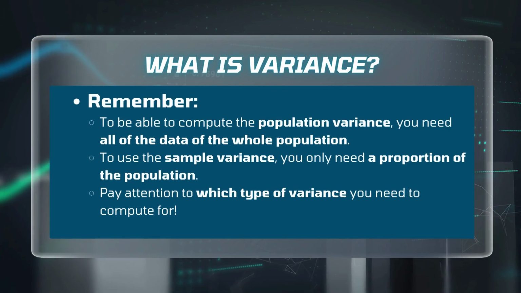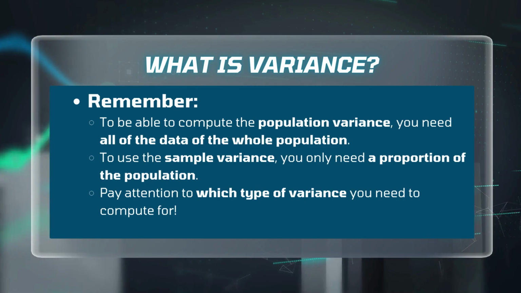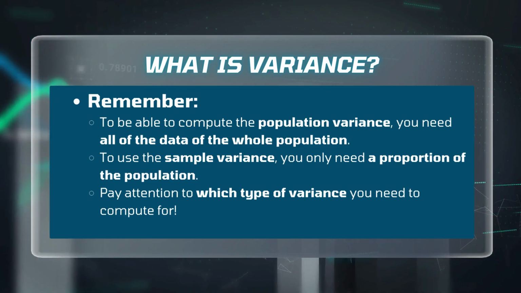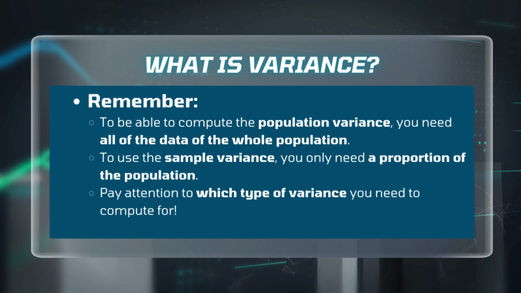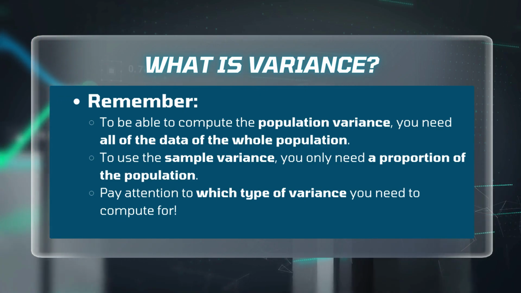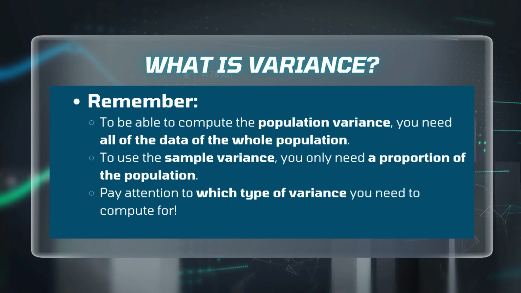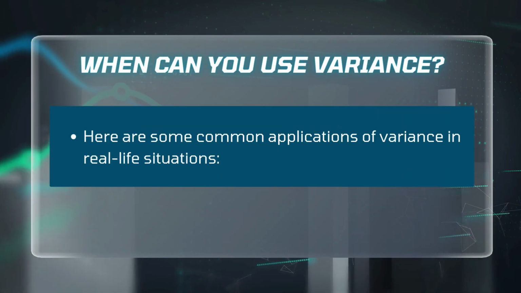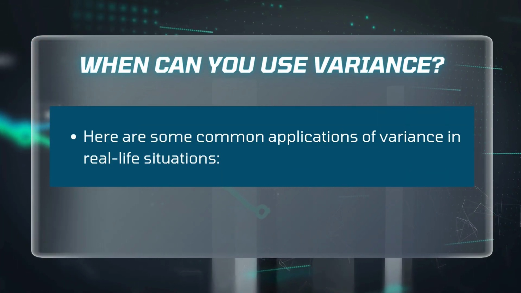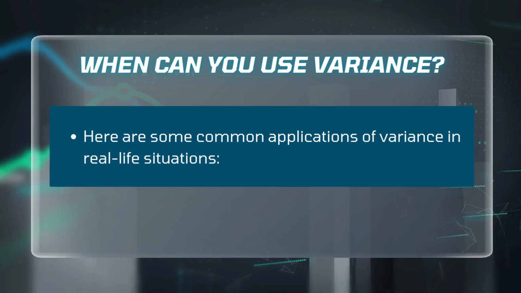Remember, to be able to compute the population variance, you need all of the data of the whole population, whereas to use the sample variance, you only need a proportion of it. Pay attention to which type of variance you need to compute for. When can you use variance? Look at some common applications of variance in real-life situations.